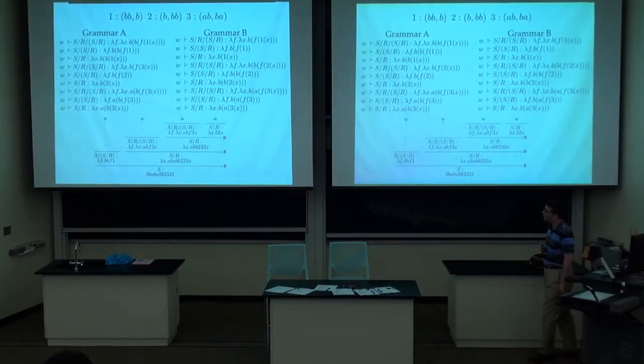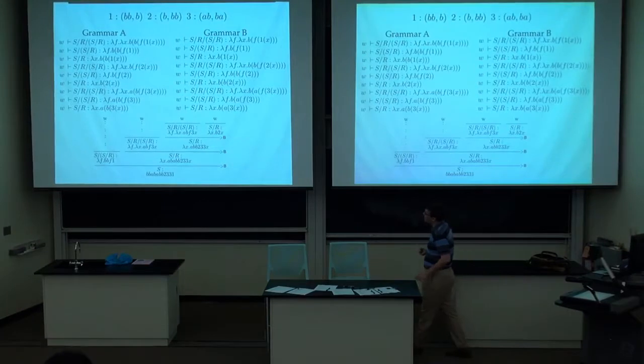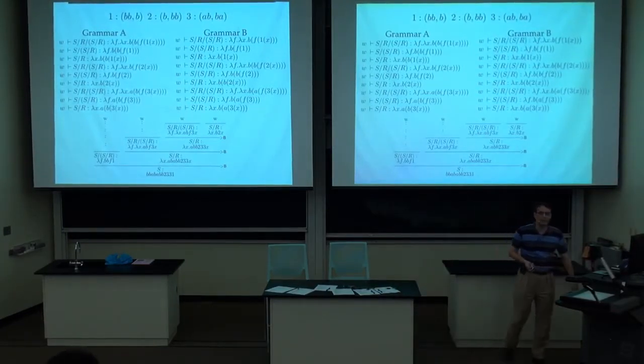Okay, so now I want to ask you the question again. Can I find pairs of sentences that have identical semantics under the CCG? Well, if I could do that, then I could solve the post-correspondence problem. So hopefully all of you saw where this is going. The post-correspondence problem is undecidable.